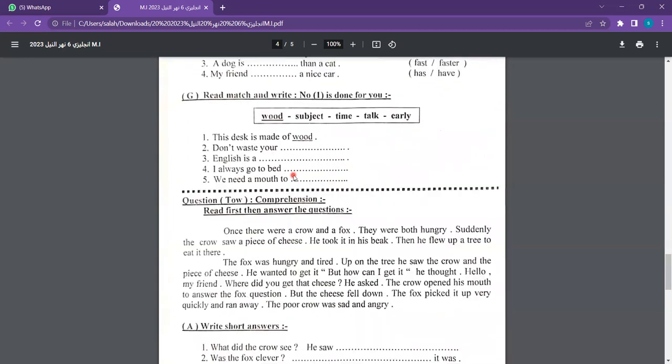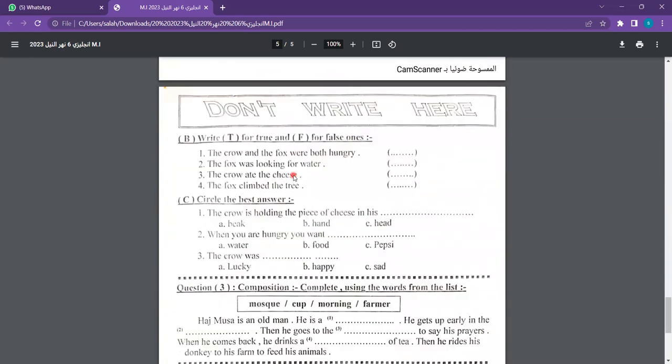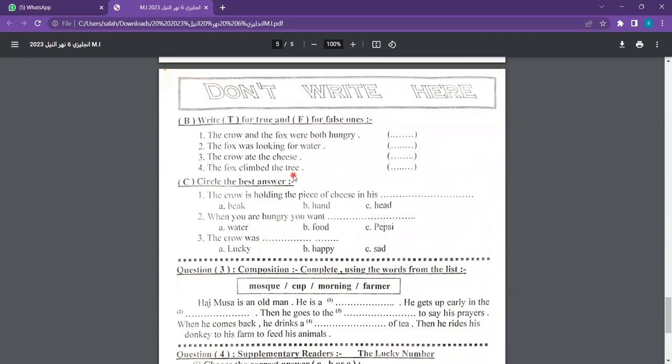Okay, this is the paper. Number B, write true for true and false for false ones, okay? I will put T for true things and F for false things. What is the meaning of true and false? Do you remember?